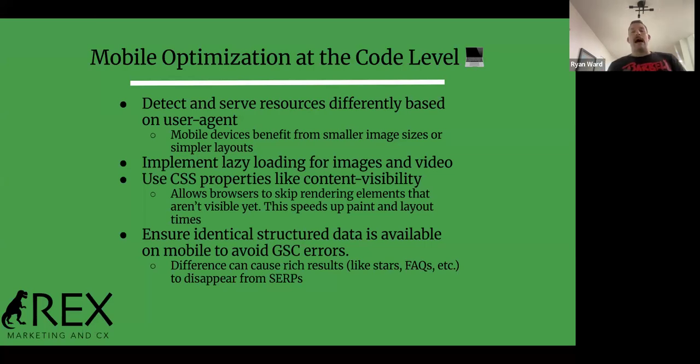And then, ensuring that identical structured data is available on mobile as well as desktop. This is typically always the case, but I've got to call it out. When it comes to structured data and SERPs or rich results, you want to ensure that you're using the same structured data across desktop and mobile so that there's continuity and you're not sending any sort of mixed signals, to ensure that you're getting rich results like FAQs, stars, reviews, whatever the case may be.